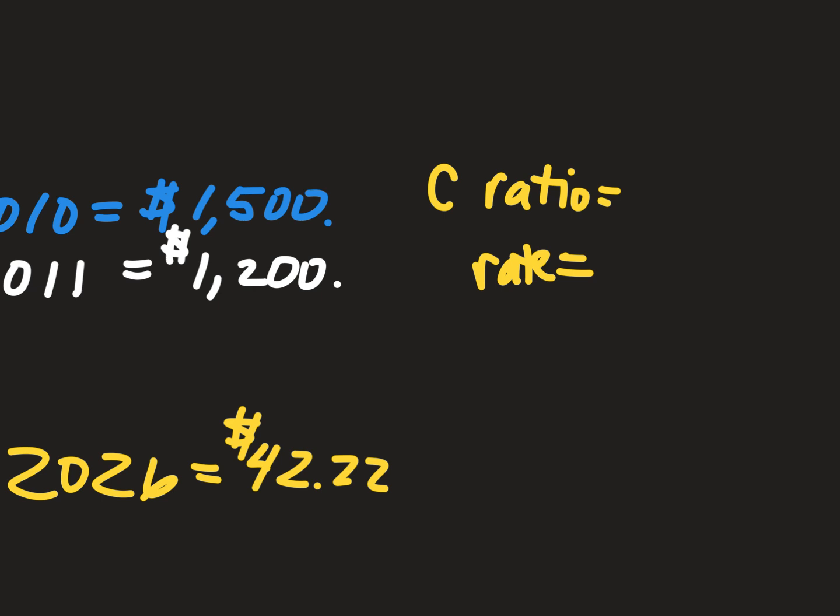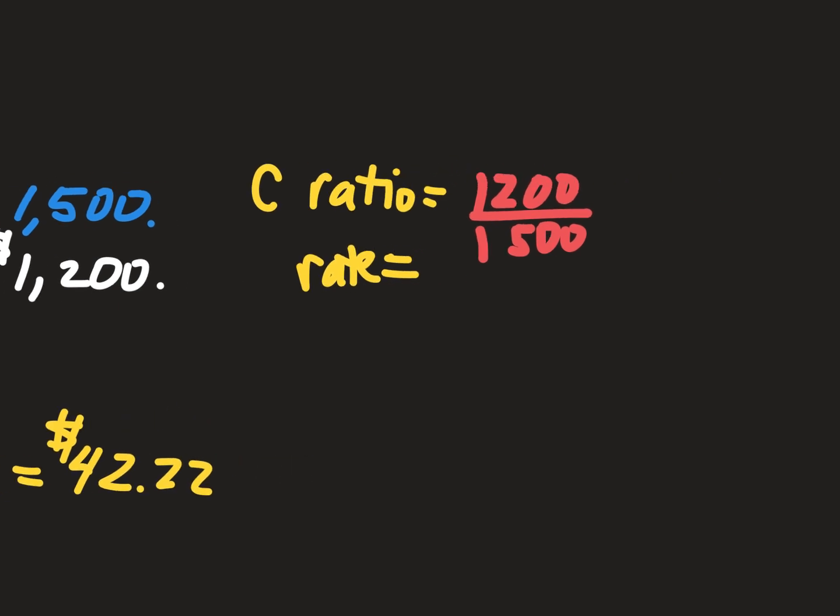Okay, so a reminder of what a ratio is. A ratio is where you divide two numbers. And so this is 1,200. Notice I take the second number divided by the first number. And when you actually divide those, what is 12 divided by 15? It's 0.8. Now, 0.8 is not the rate.